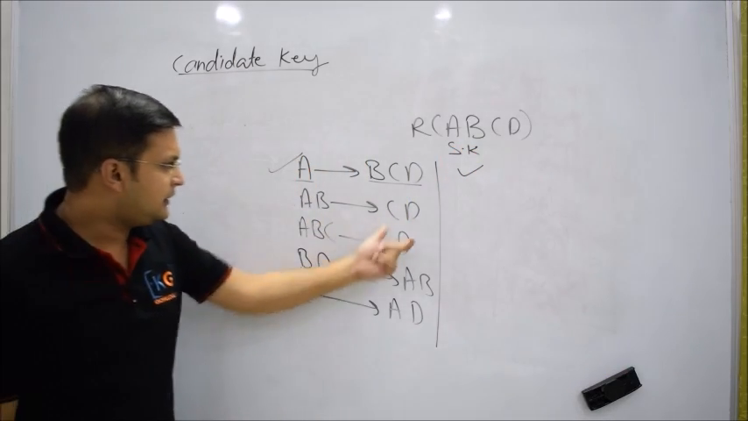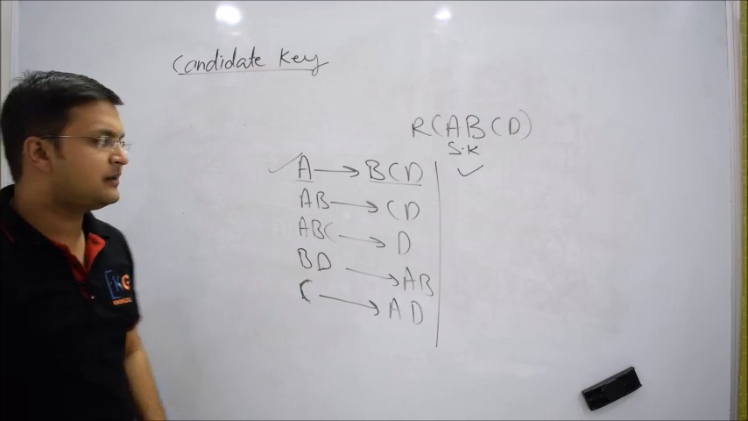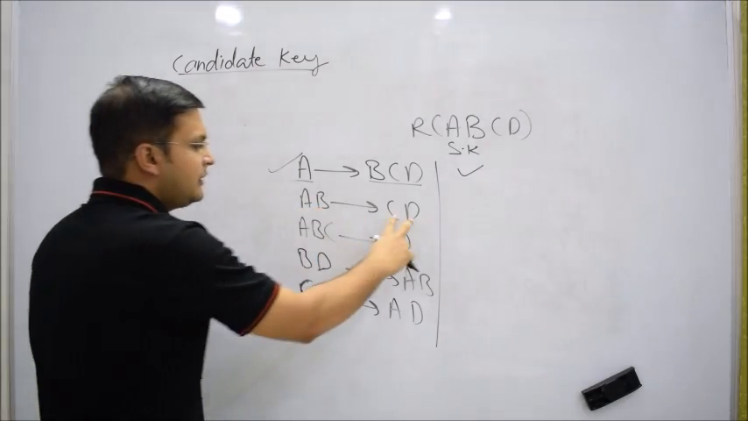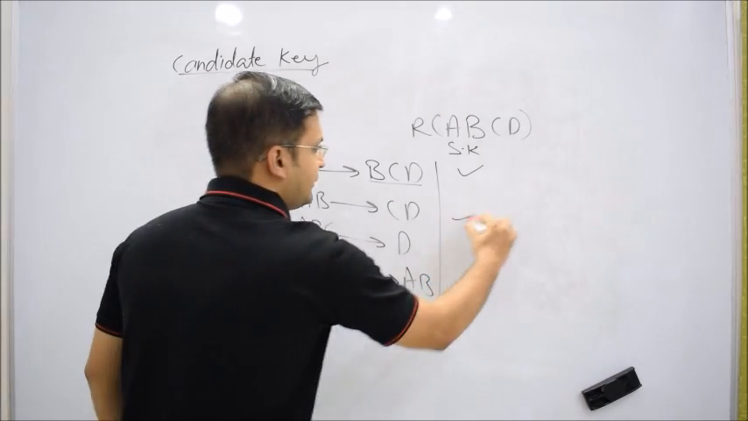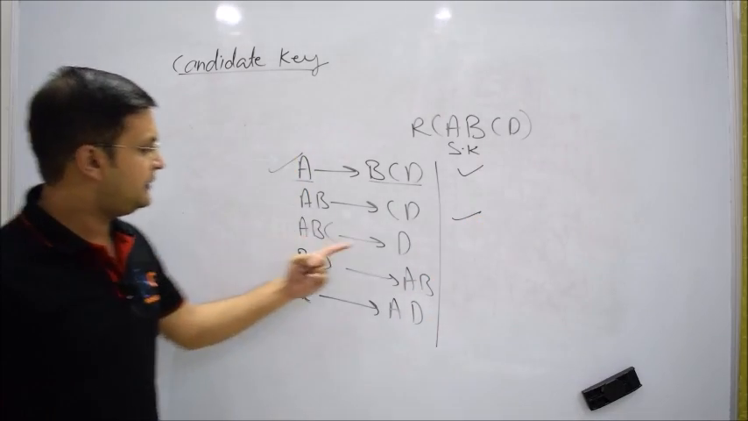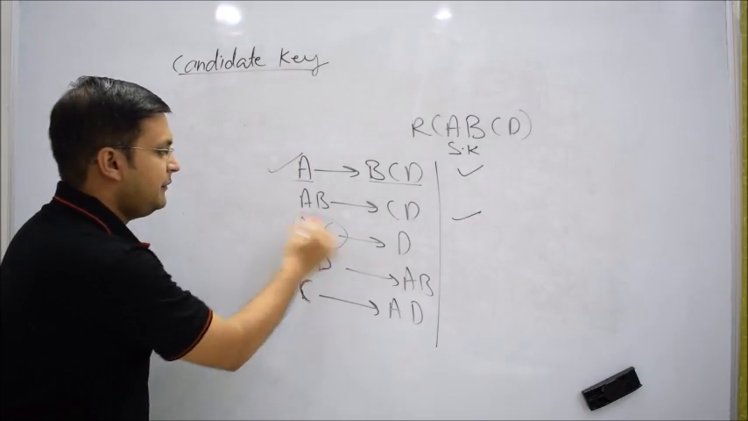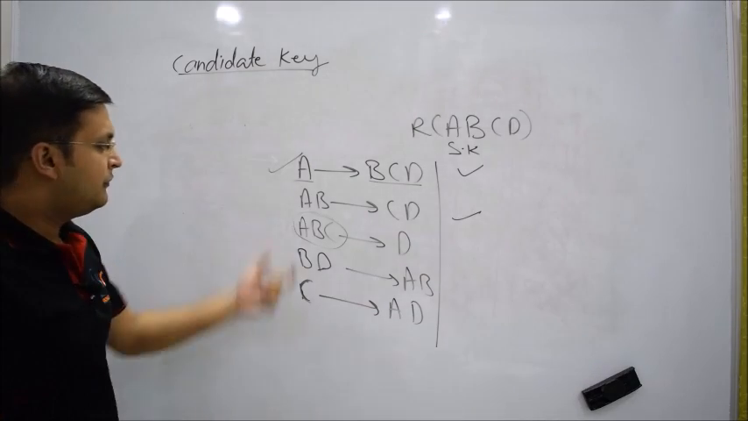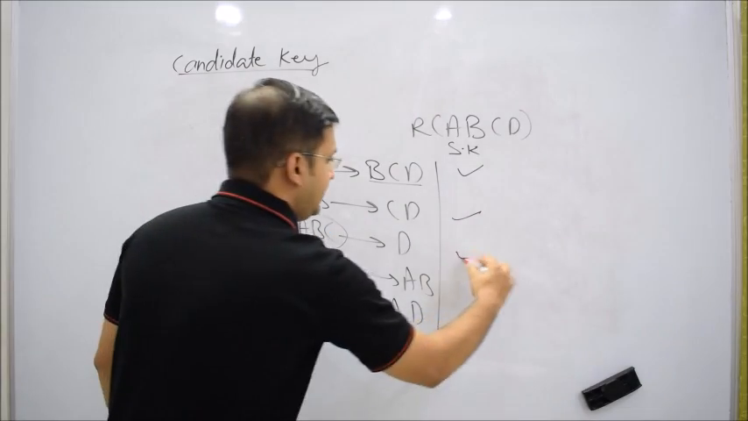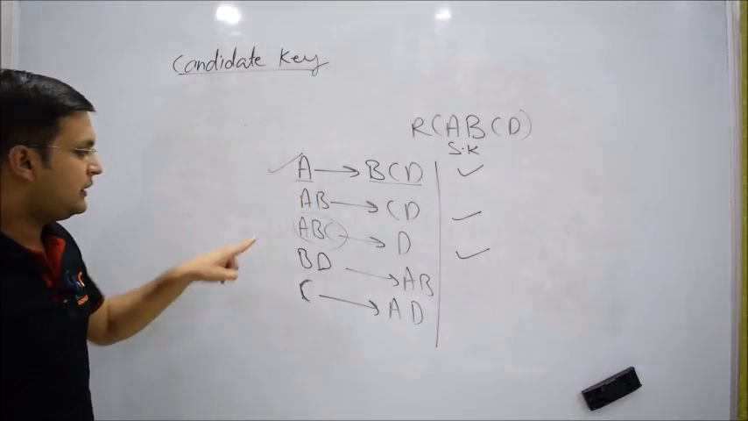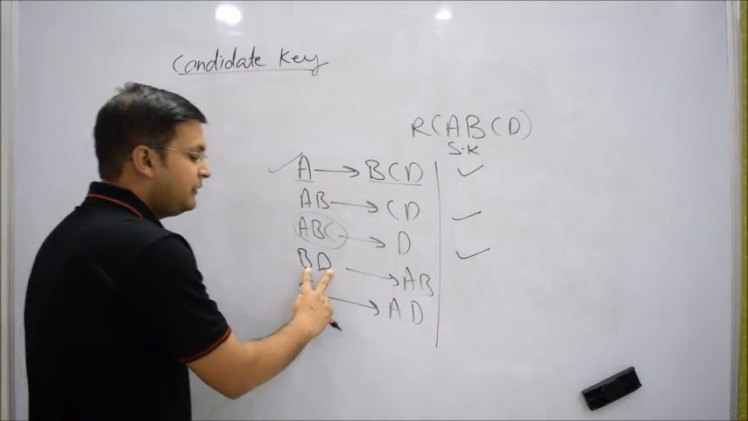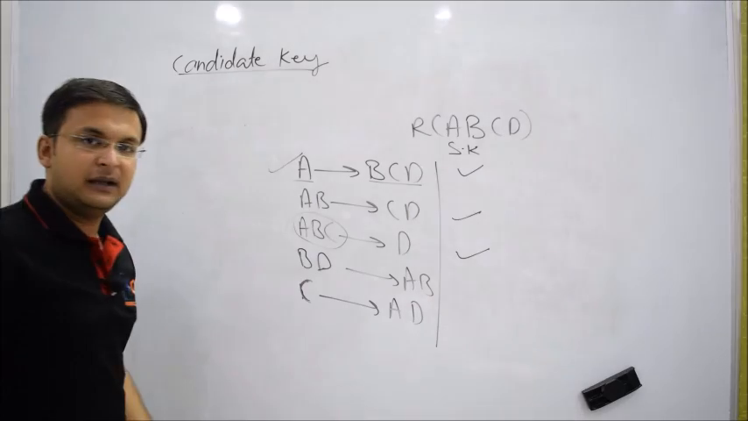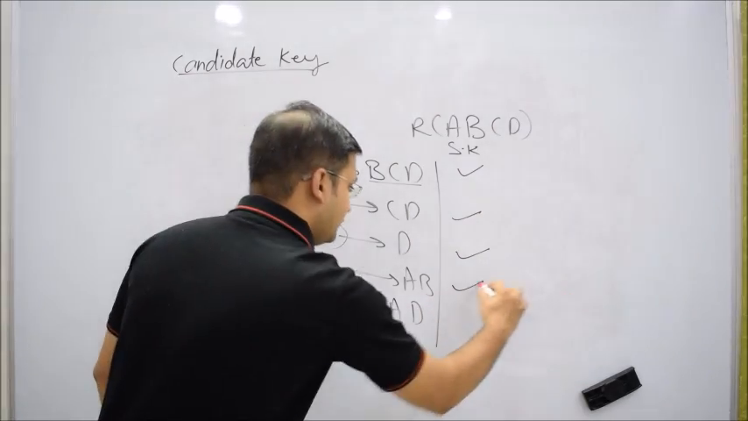Can I say AB is also a super key? Again you say answer is yes. Why? Because with AB you can find CD, and it means all the 4 attributes. Yes, it is also a super key. Can I say ABC is a super key? Yes, you see, ABC is also a super key. Why? With ABC you can find D, so no issue in that. Can I say BD is a super key? Again you say yes. Why? Because with BD you can find AB, and these are 4 attributes. Okay, so no issue in that.